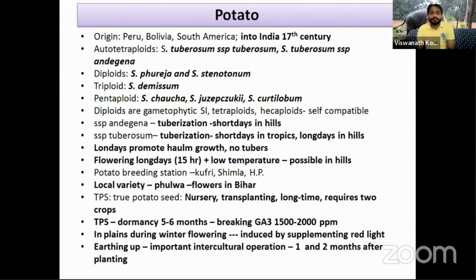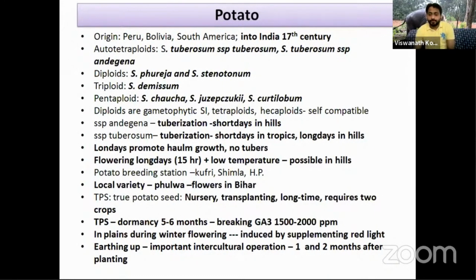And earthing up is an important agricultural operation in potato. One and 2 months after planting, we have to earth up the plants, because after tuber formation, if we do not do earthing up, the tubers will be exposed to sunlight. When the tubers are exposed to sunlight, chlorophyll pigment will develop that causes greening, which is a physiological disorder. And the greening is responsible for the development of the alkaloid solanine in the potato tubers. That means, you just remember, don't confuse here.